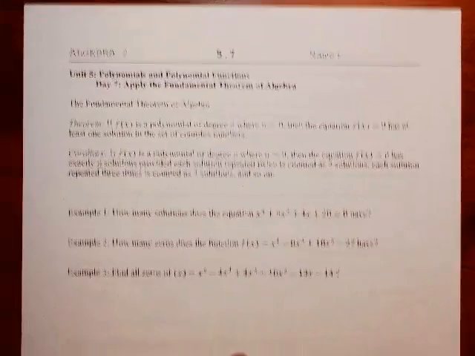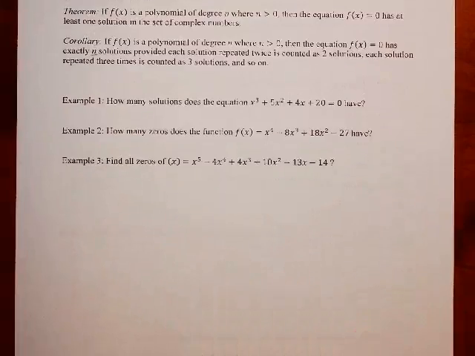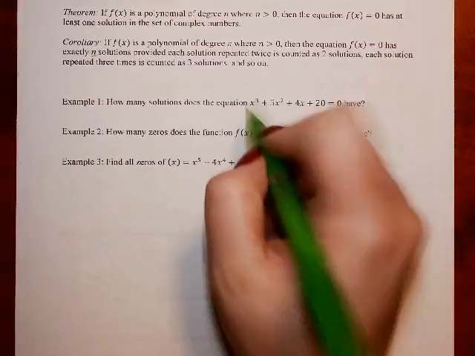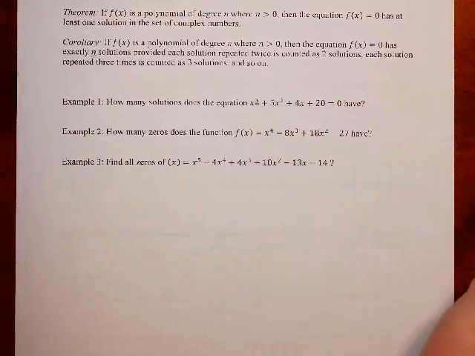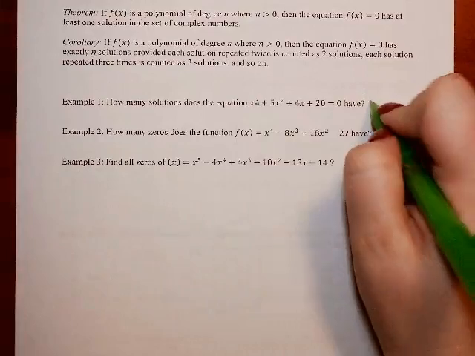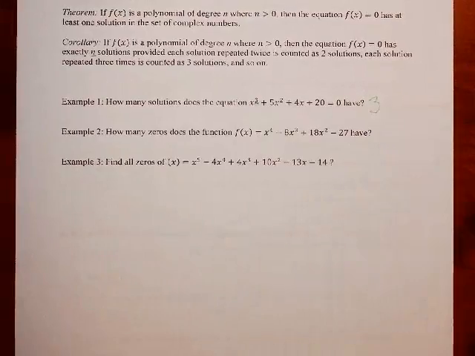So, for example 1, how many solutions does the equation x to the third plus 5x squared plus 4x plus 20 equals 0 have? So we have to find the degree of our polynomial, which is the largest exponent, so 3. So this equation will have 3 solutions. Now they could be real, they could be imaginary, they could be repeated, but they're going to have 3.